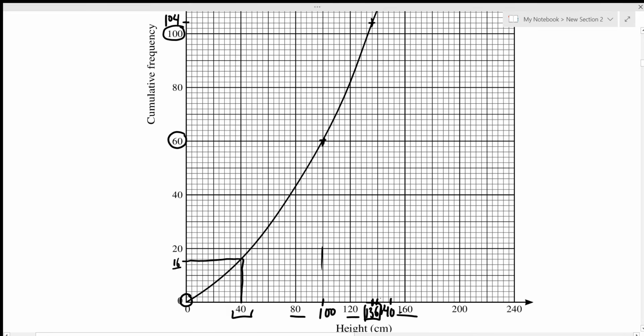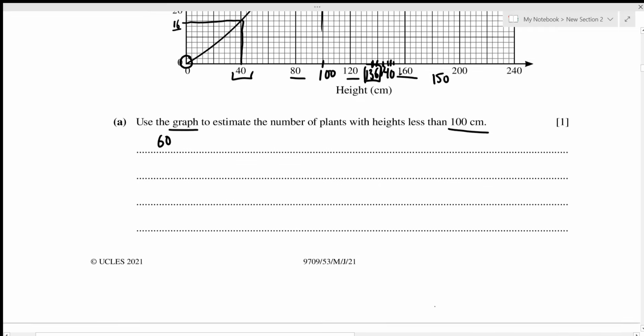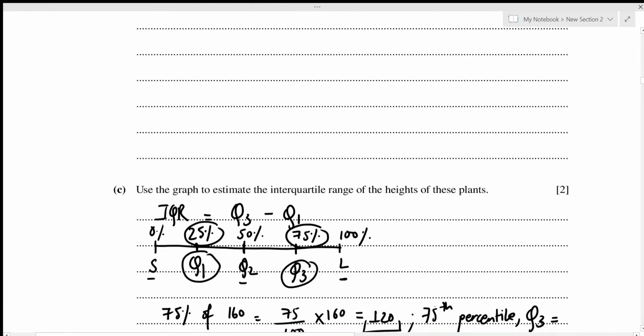So if this is 140, that's going to be 144, that's going to be 148. So this number is somewhere in between 148 and 152. So let's just assume it to be in the middle. So that's going to be 150. So 150 centimeter will be the upper quartile value.